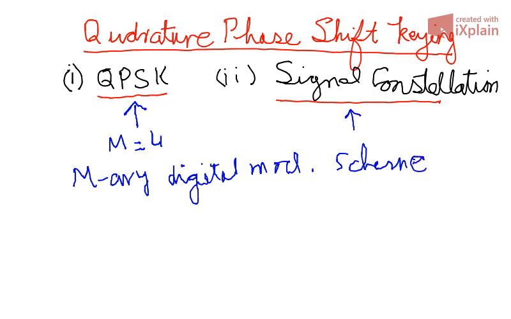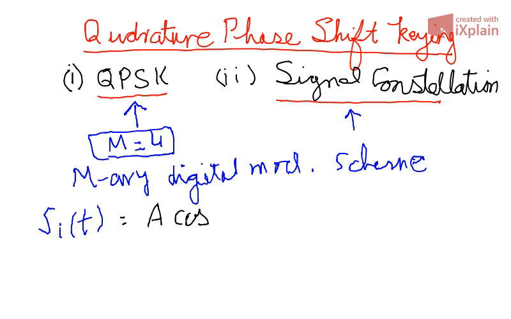We have already discussed M-ary phase shift keying, and if we substitute M equal to 4 in our M-ary PSK equation, we get QPSK. If you recall the expression of the signal, it is given by s_i(t), which we can write as A cos(omega_c t + theta_i). This was a generalized expression.